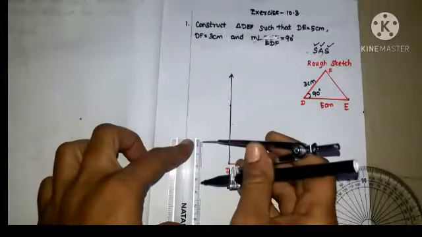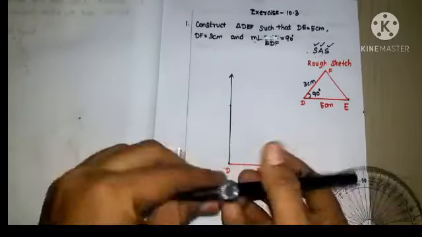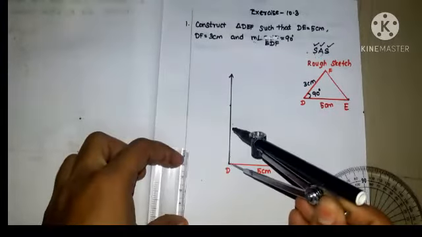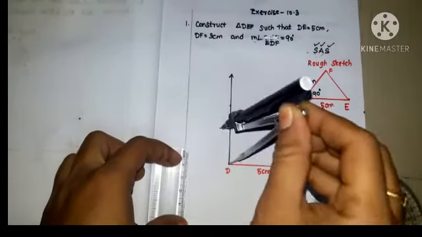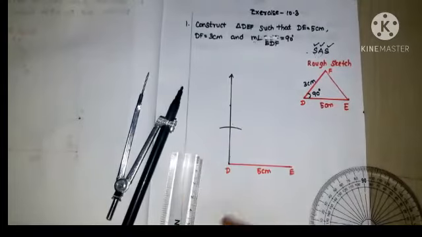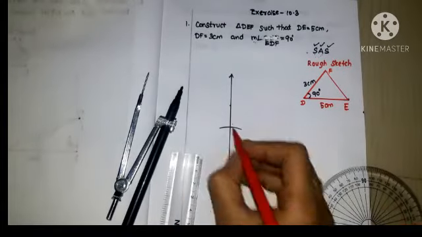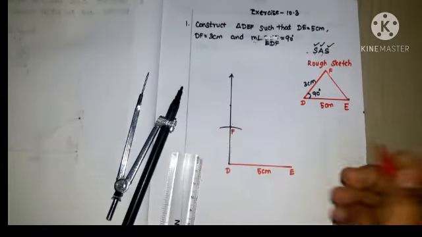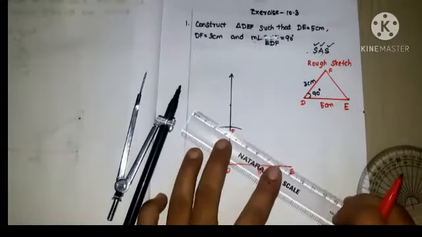D and draw an arc which cuts the ray at one point. Yes, so that is the intersection of the arc and that ray. So that point is marked as F. Now join EF.